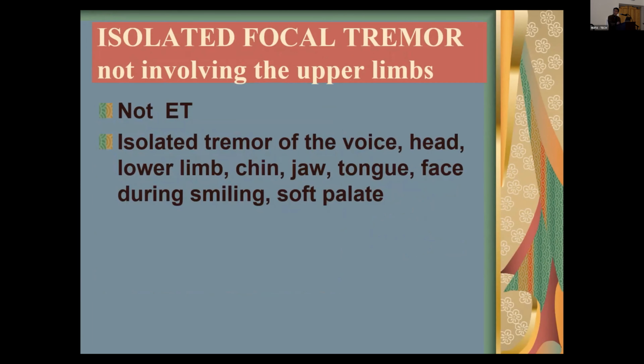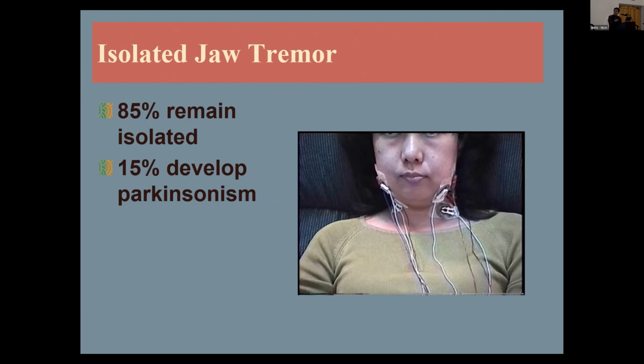Okay, so if a patient has an isolated focal tremor, not involving the hands, is that essential tremor? So in the past, we used to lump everything with tremor as essential tremor, especially if there's a family history of essential tremor. But nowadays we call these syndromes or tremor conditions isolated tremor. For instance, you get an isolated tremor of your voice or an isolated tremor of your head, your chin, your jaw, tongue, face during smiling, or your soft palate. So I'm going to show you an example next of an isolated jaw tremor.